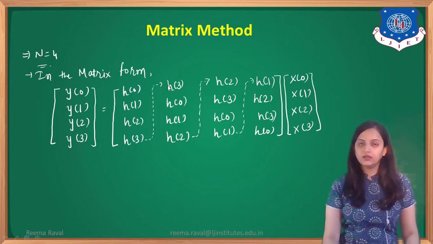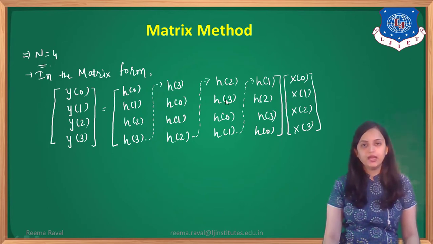That means now the second column will be h of 3, h of 0, h of 1 and h of 2. Same way in the third column, the last entry will be placed at the first place in this column. That means this will be h of 2, h of 3, h of 0 and h of 1. Same way for the fourth column, the last value is placed above. So this will become h of 1, h of 2, h of 3, h of 0. And this is multiplied with the given x of n, with values x of 0, x of 1, x of 2 and x of 3.